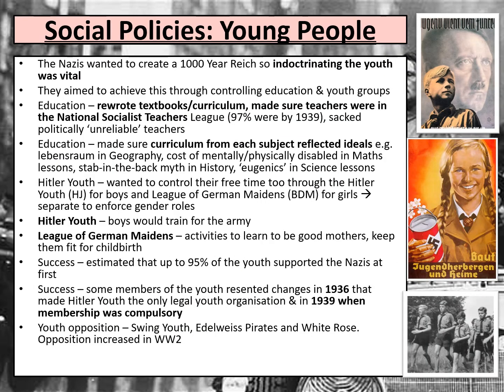Another key group for the Nazis to control was young people. Now, the Nazis had wanted to create a 1,000-year Reich, and so indoctrinating the youth was absolutely essential. They believed it was much easier to brainwash a child and make them politically loyal than it was an adult. And so in order to secure the future of Nazi Germany, they needed to make sure that young people grew up really supportive of Nazi ideology.